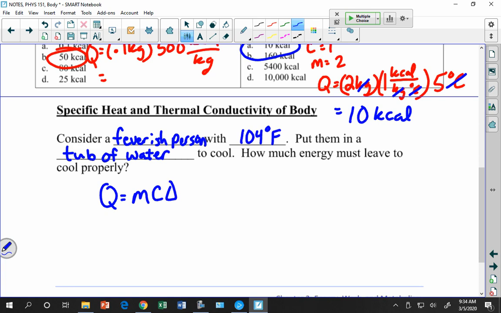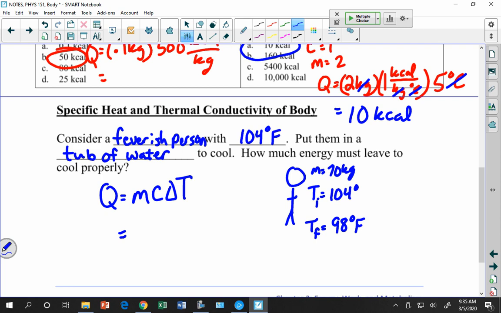is undergoing this temperature change, the mass of a person is about 70 kilograms. Their temperature is about 104 degrees Fahrenheit. That's going to be their initial temperature. But you want their final temperature to come down to about 98, 99 degrees Fahrenheit. That's approximately what in Celsius? Your body temperature in Celsius? 37. That's a number you need to know.